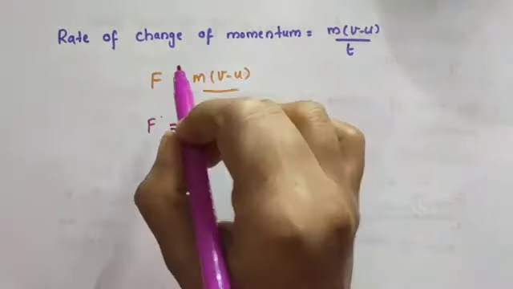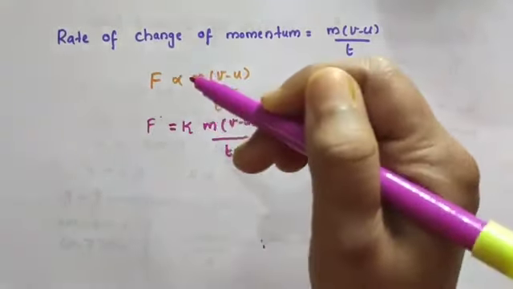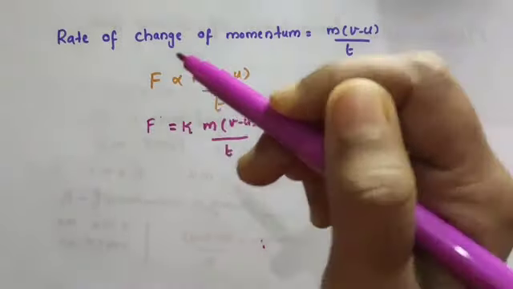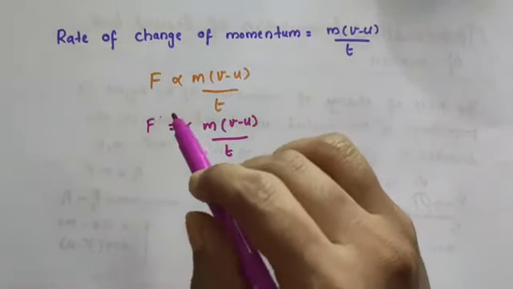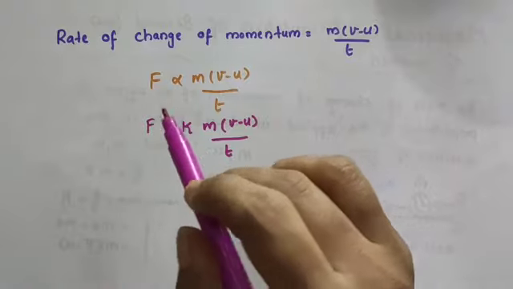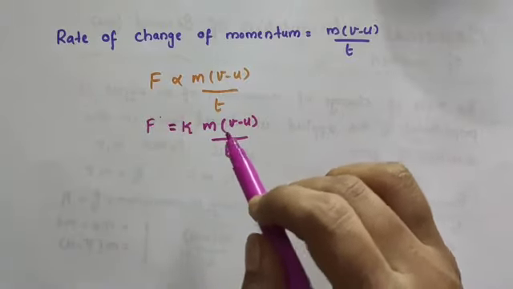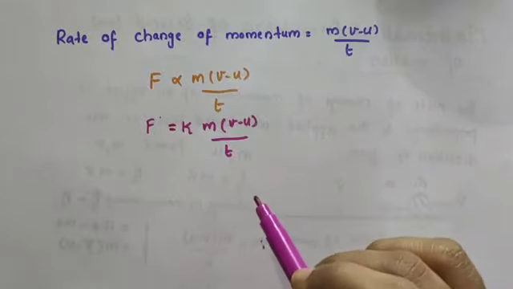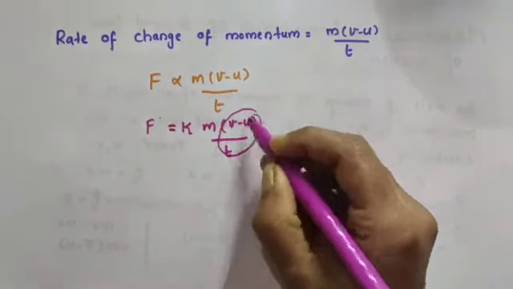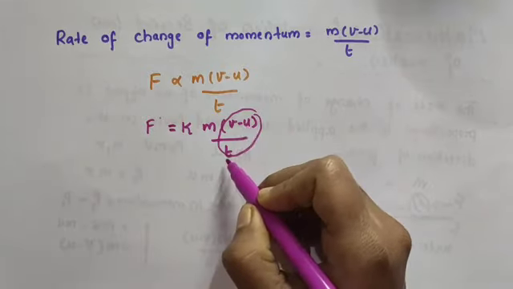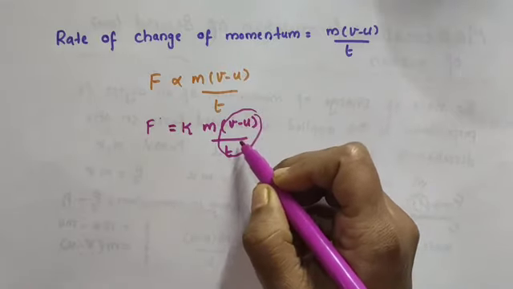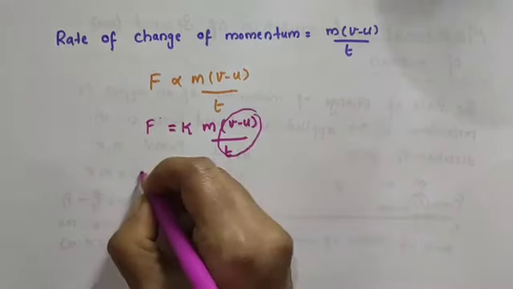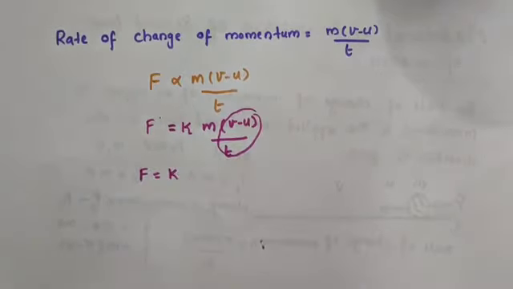Here we have a proportionality relation, and while we are writing it as an equation, replacing the proportionality sign with an equal sign, we write a proportionality constant, which we take as k. So F is equal to k into m into (v minus u) divided by t. Now what is this (v minus u) divided by t? Final velocity minus initial velocity divided by time, that is change in velocity divided by time. This is the rate of change of velocity, which is acceleration. So we can write F as k into m into a.